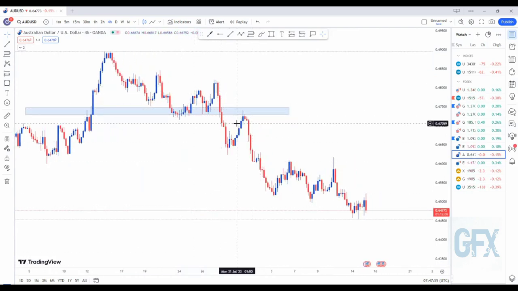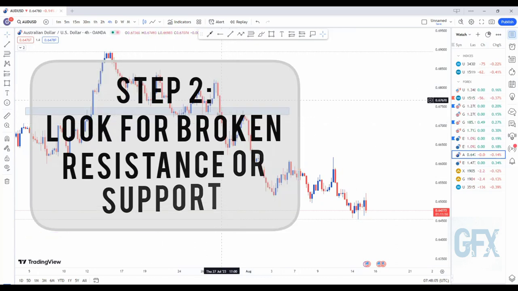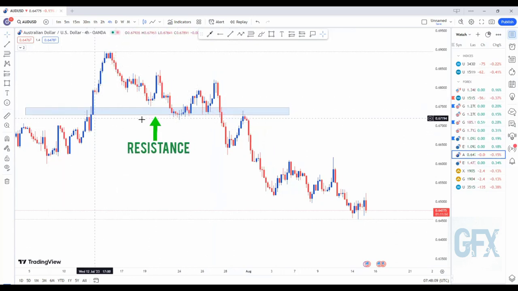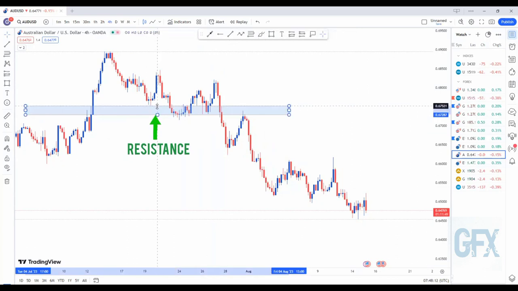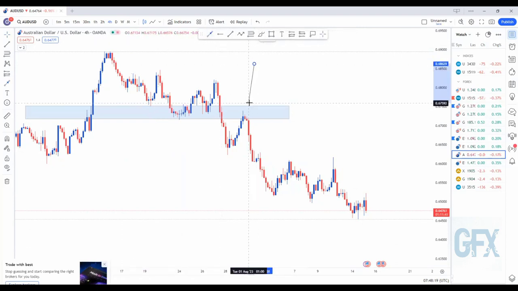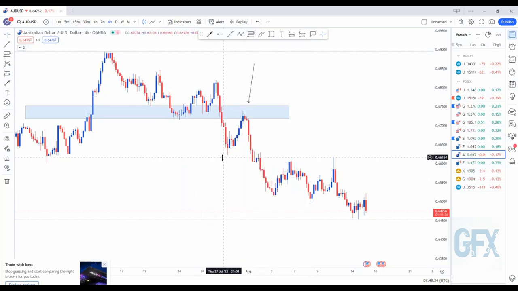Now what's the next thing we're looking out for? The next thing we're going to be looking out for is broken resistance or support. So let's say you've seen this low here, this resistance, and this was a nice resistance, and what the price actually did, price broke below it, which was this break, and not just that, it formed a high. Now once price has broken it, you look for a retest, which is the third step.